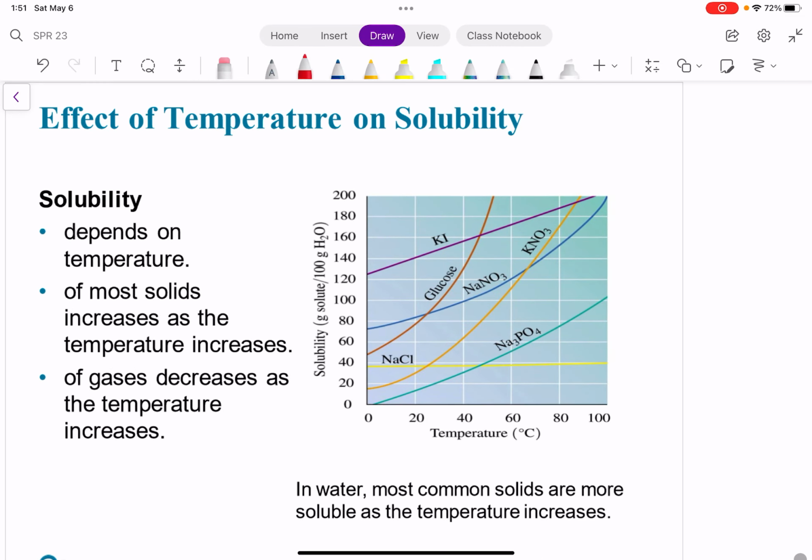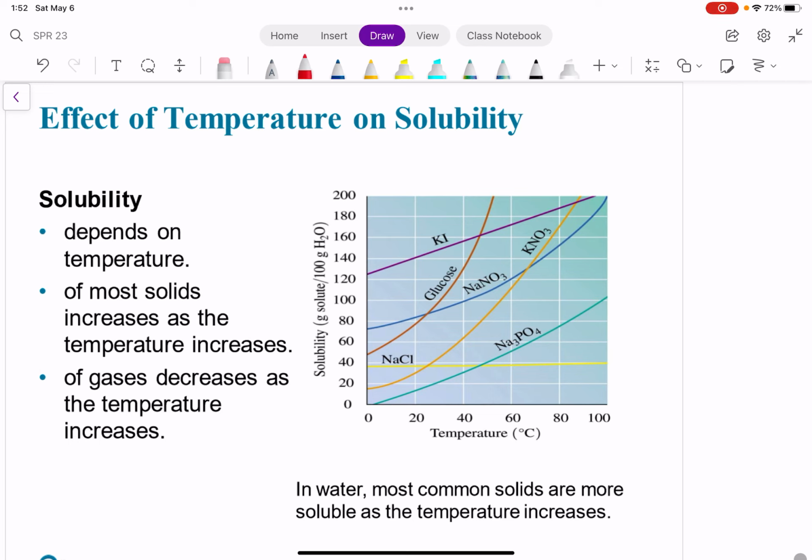Okay, so we said that the temperature can actually affect whether something dissolves, or how well something dissolves, I should say. So solubility does depend on temperature. For most solids, the solubility, the amount of that solid that dissolves, actually increases as we increase the temperature. So as we raise the heat on our solution, more of that solid is going to dissolve.